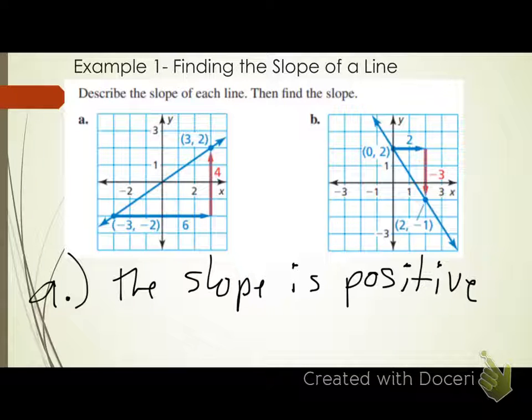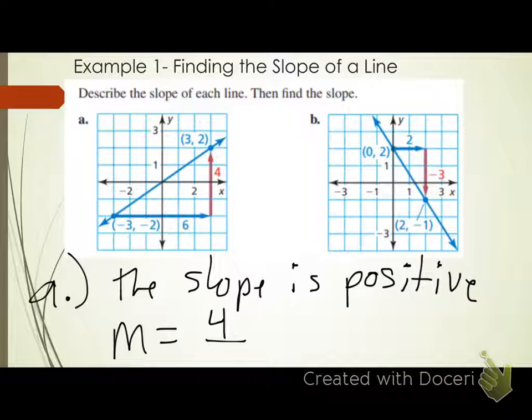Everyone okay with that? Yes. Now it wants me to find the slope. I drew the triangle between the 2 points, correct? So what's the height of my triangle? 4, right? Is the height of my triangle my rise or my run? Rise. So does it go in my numerator or my denominator? Numerator. So I'm going to put 4 in the numerator.